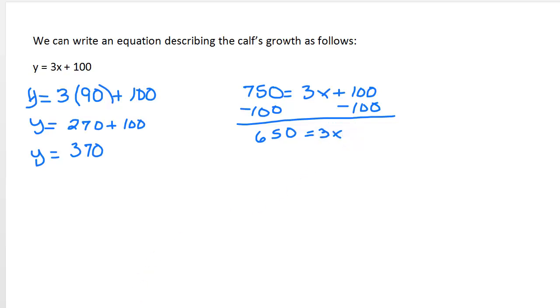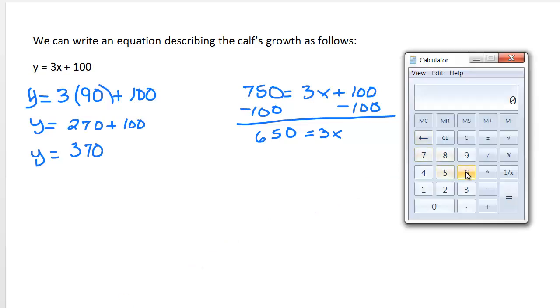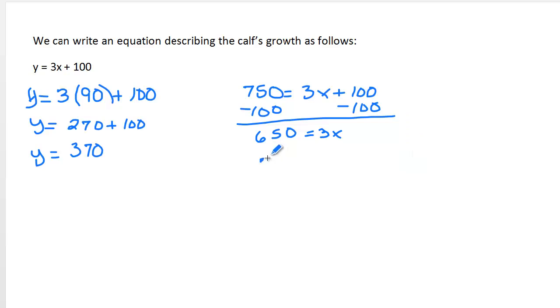and if we need to, we can break out the calculator and say what is 650 divided by 3. And our result is about 216 days, which is a little over 7 months.